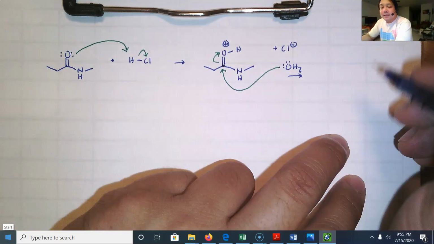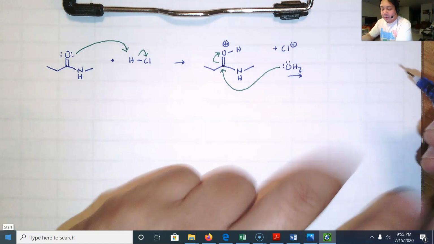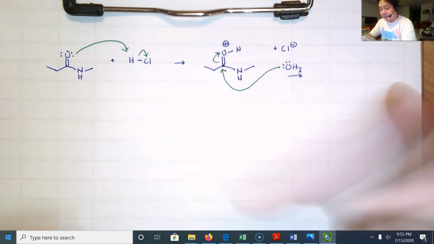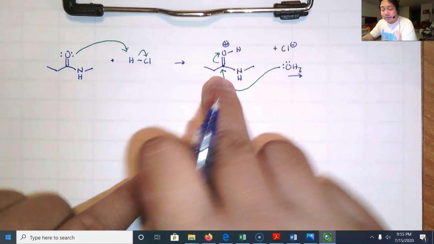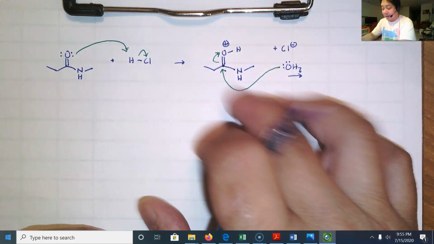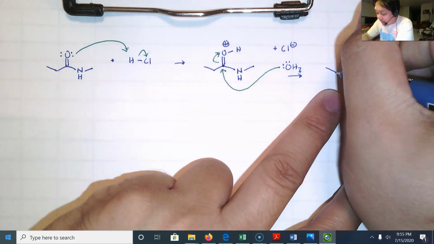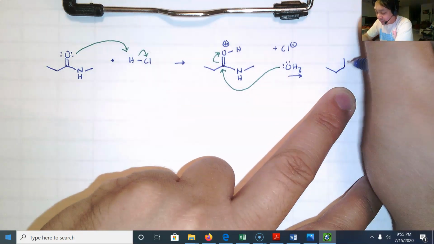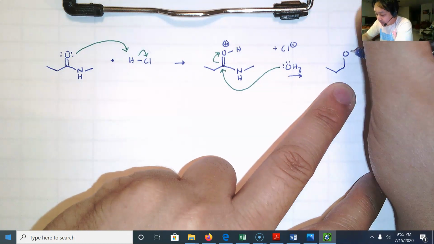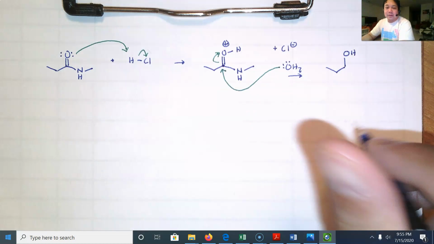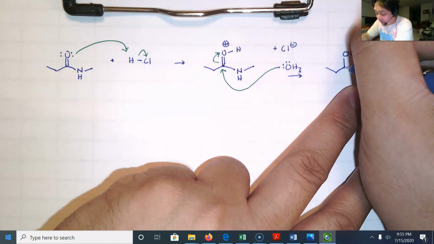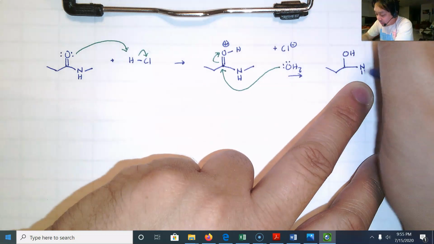Hopefully this is not foreign to you. I mean, we've never done the mechanism together, but this idea that you activate the C double bond oxygen, the idea that right after that you use a nucleophile to attack, always keeping your eye on the target. The target is to get a carboxylic acid and kick out this nitrogen group. We form the tetrahedral intermediate again.